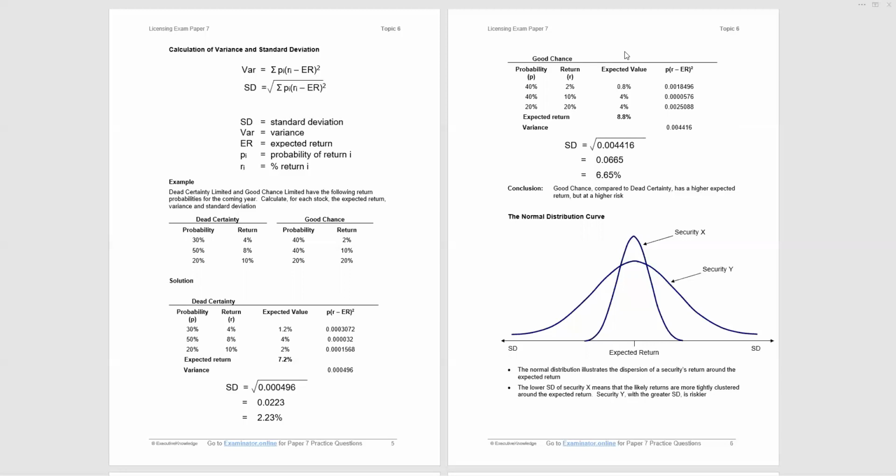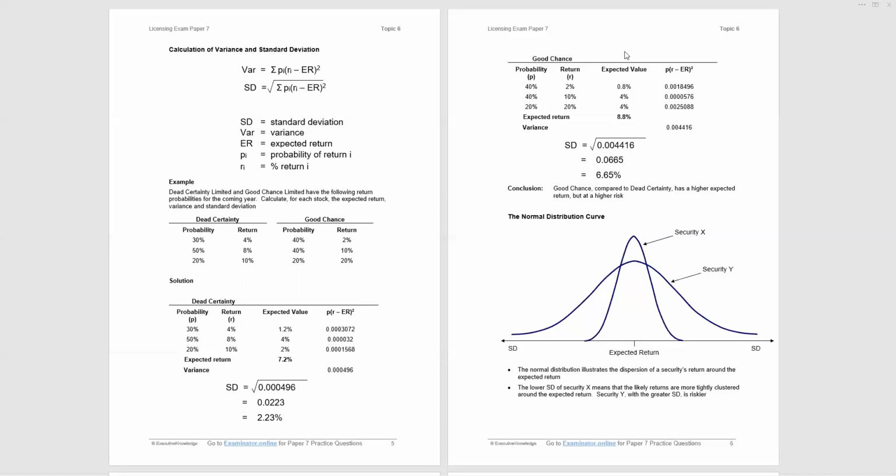But to make sense, we have to revert back to the original measure because we squared it. So by squaring it, it becomes distorted. So we take the square root to get back to percentage. So the square root of 0.000496 is 0.0223. Now we're in decimal format, put it back into percentage. The standard deviation is 2.23%. So what we're saying is that Dead Certainty has an expected value of 7.2% with a measure of variation around that expected value of 2.23%.